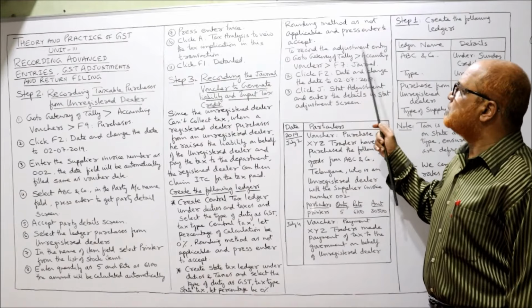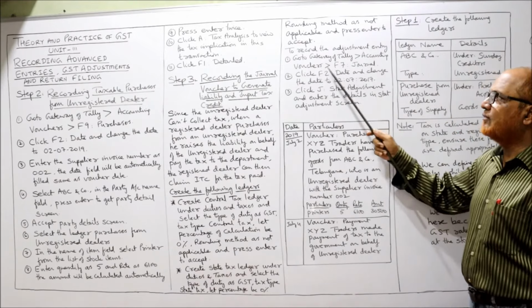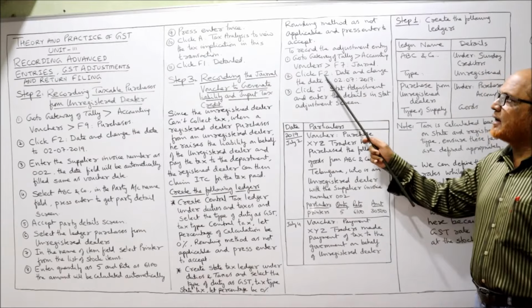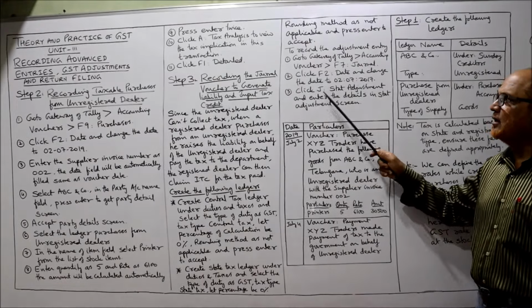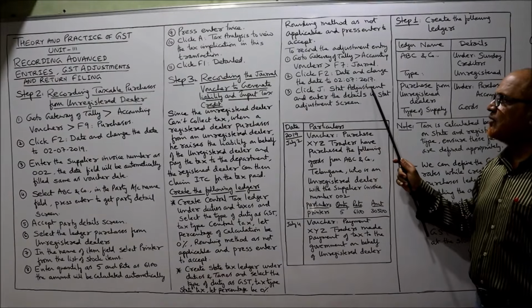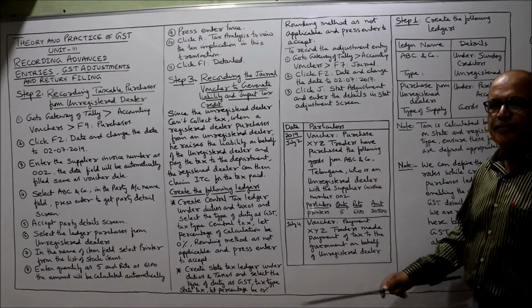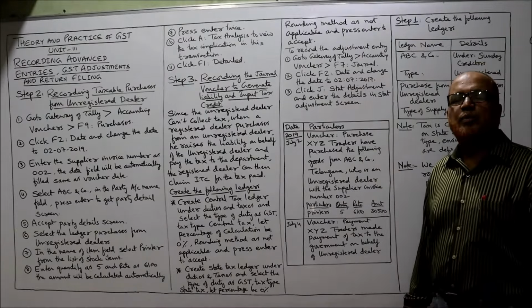To record the adjustment entry, go to Gateway of Tally, then accounting vouchers, then F7 for journal. Then click F2 for date, and change the date to 2nd July 2019. Click J, statement for adjustment, and enter the details in the statement adjustment screen. That's all. So this is the complete procedure of recording the purchases from unregistered dealer.